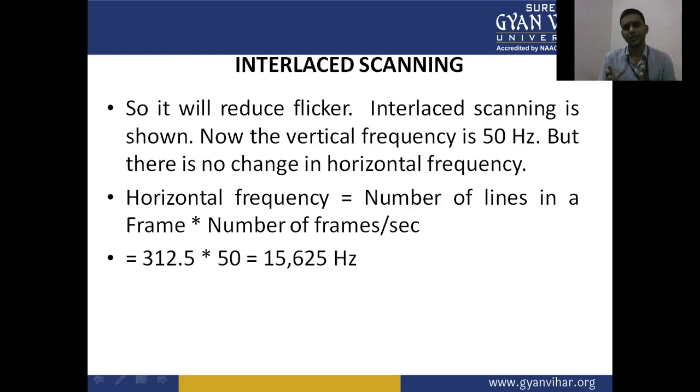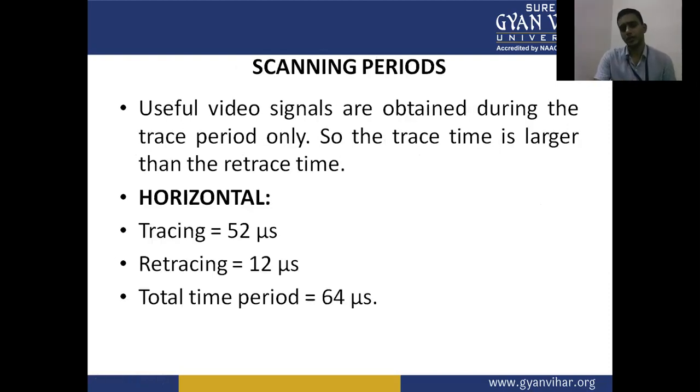Horizontal frequency is equal to the number of lines, that is 312.5, times the number of frames per second, the scanning rate, that is 50. So 312.5 times 50 equals 15,625 Hz. So the horizontal scanning lines frequency is the same. Now we have a scanning period.